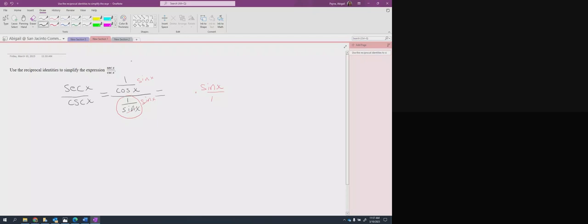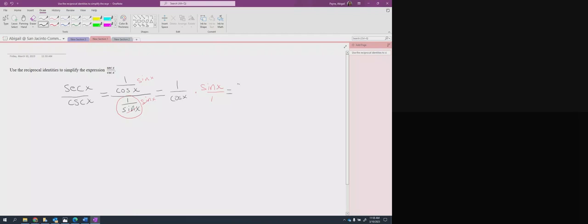But let me write it. So we had 1 over cosine on top. So what I can do is bring up this 1 over sine x and instead multiply by the reciprocal, sine x over 1. Now, multiplying fractions is the easiest operation, in my opinion. It's easier than adding or subtracting or even dividing fractions. When you're multiplying, you just multiply straight across.